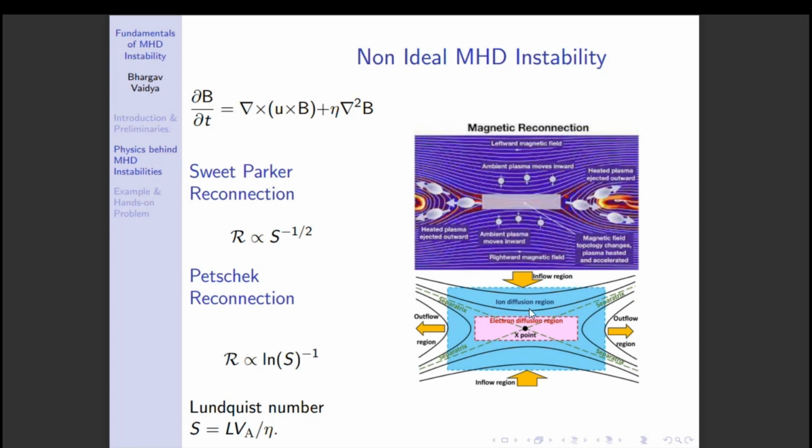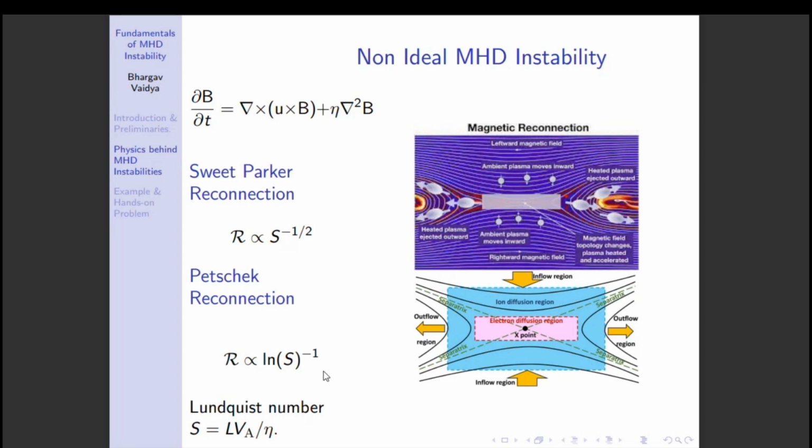Okay, and the physics is much more complicated. We'll discuss this in the next class. But the idea is that you can find out the rate of such reconnection, how efficient it is. The standard theory is Sweet-Parker reconnection, which is the most basic of all. It says that the rate goes as S to the power minus half, where S is nothing but the length of the sheet times the Alfven speed divided by the resistivity. And Petschek goes as 1 by ln S, or one over the logarithm of S. Okay, so that's what the reconnection rates are.